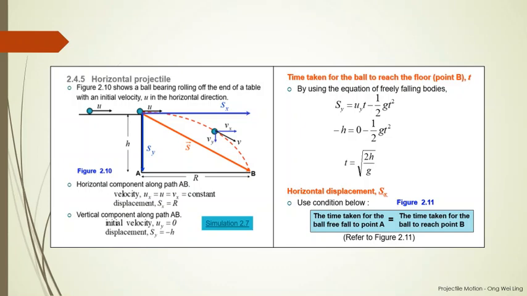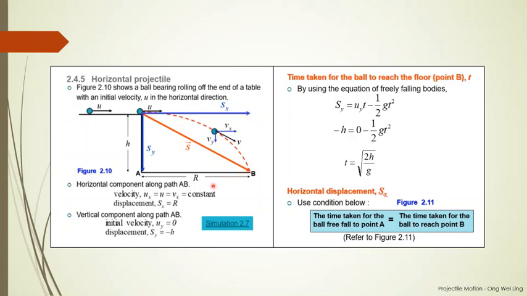Then we come to horizontal projectile motion. Figure 2.1 shows a ball bearing rolling off the end of the table with initial velocity u in a horizontal direction. So the ball rolls off, undergoes projectile motion, and comes to the impact point B. For the horizontal component along the path AB, ux equals vx equals constant, and the displacement Sx equals R.